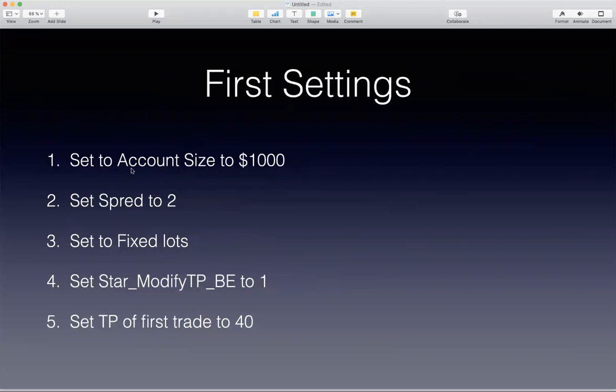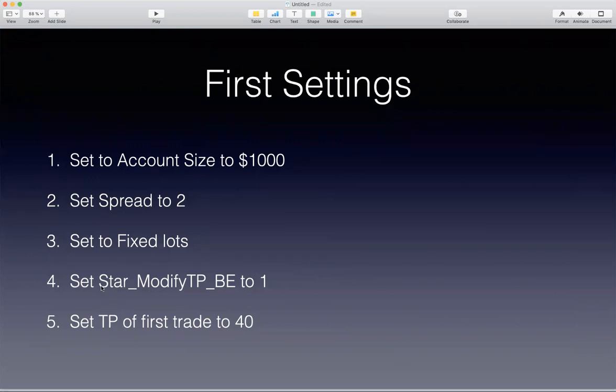The first things first, we have to set the account size to $1,000, set the spread to 2. I have it here. Okay. And then we have to set fixed lots, and we will use 0.01. I'm talking, all these are supposed to be done for the DWM, okay?